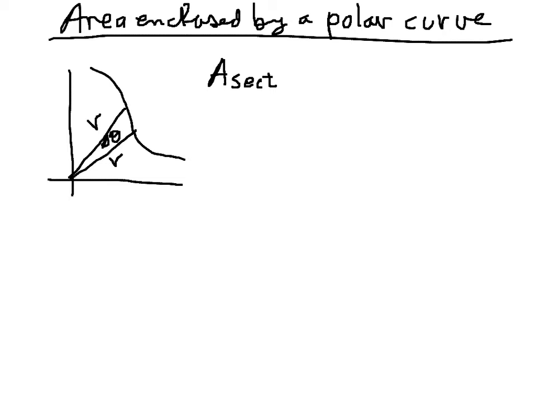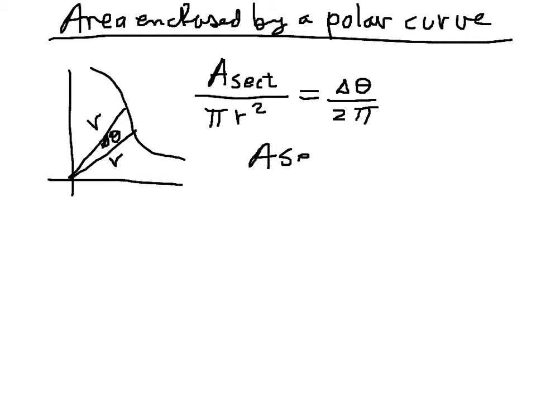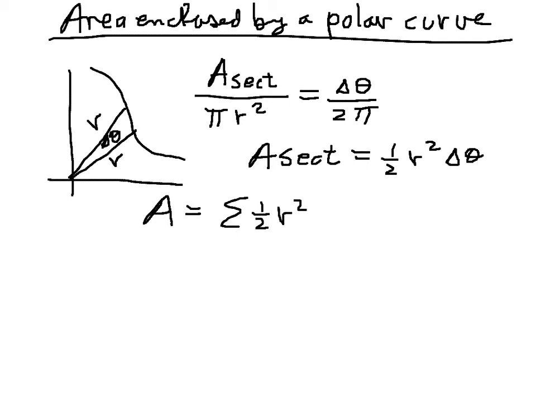So the area of a sector over the total area of a circle with radius r is equal to the central angle divided by the complete set of angles in a circle. And so what that tells us is that the area of a sector of a circle is going to turn out to be 1/2 r squared delta theta. And so the area enclosed by all of these things is just what you get when you add up 1/2 r squared delta theta.